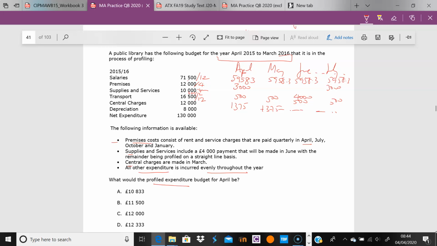And depreciation. I mean, this is not a cash budget. This is just an expense budget of sorts. So I have depreciation divided by 12 because that's what's going on here. And so I have 8,000 divided by 12, and I have here 666.6. And the question is asking me to focus on April.